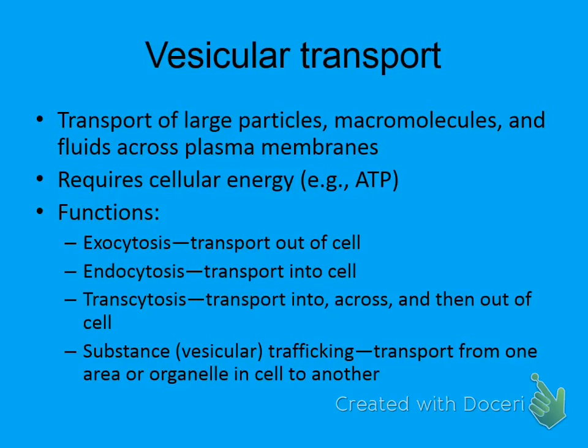We have exocytosis as transportation of a product outside of the cell. Endocytosis is bringing it into the cell. Transcytosis is transporting it across the cell, from one side of the cell to another side, and then out of the cell usually.